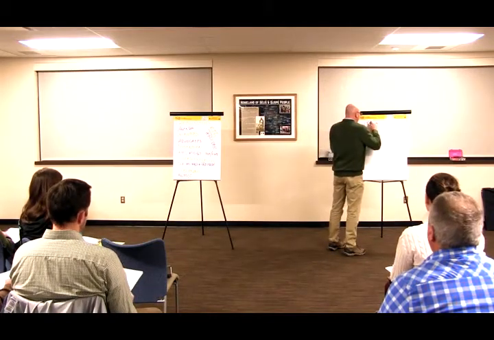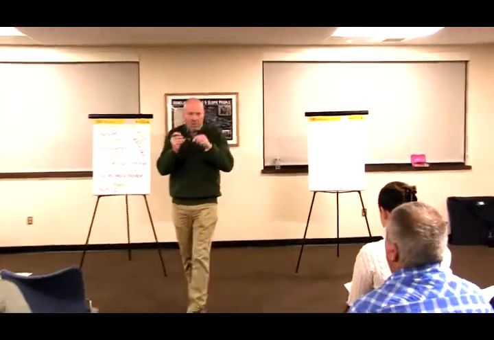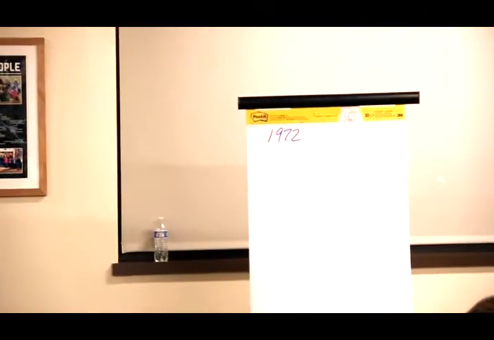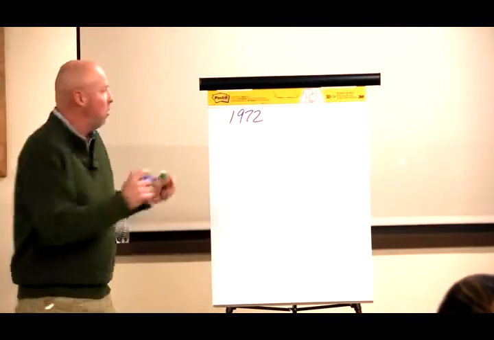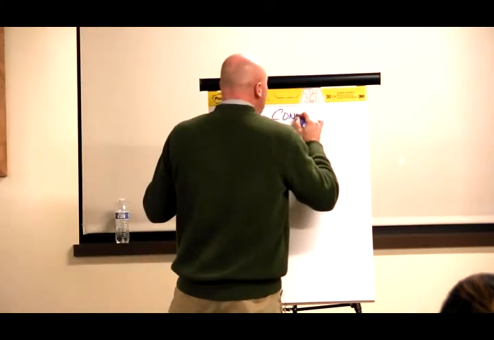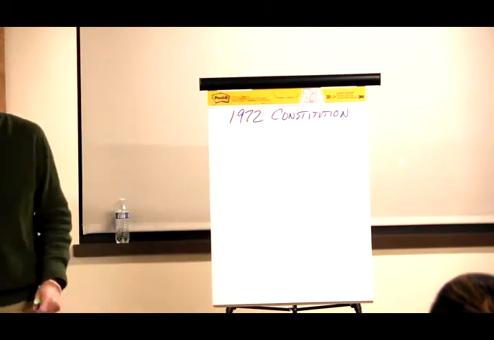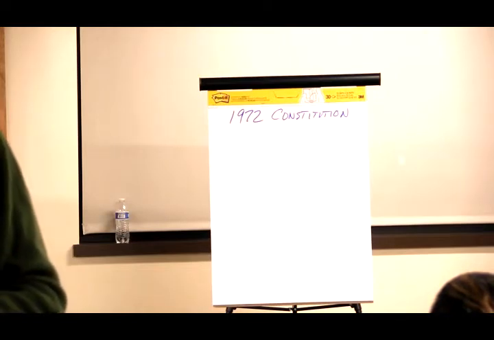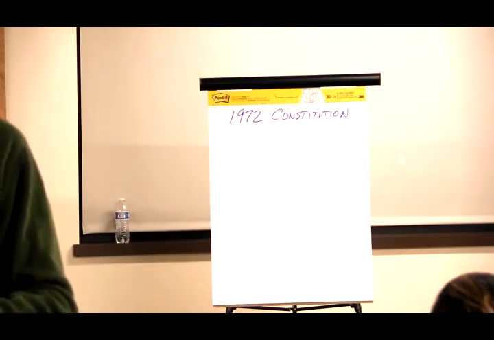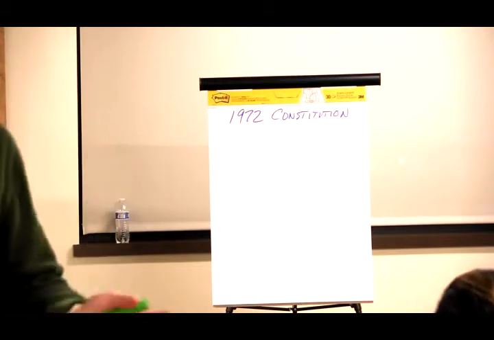What was the most significant and interesting thing that happened in the state of Montana in 1972? Okay, we adopted a constitution, right? So we had a constitutional convention. So, where was the seat of power in Montana prior to 1972? In the decades leading up to that period, where was the seat of power? Butte. Thank you. Butte, right? A lot of decisions, a lot of power, a lot of influence emanated out of Butte.